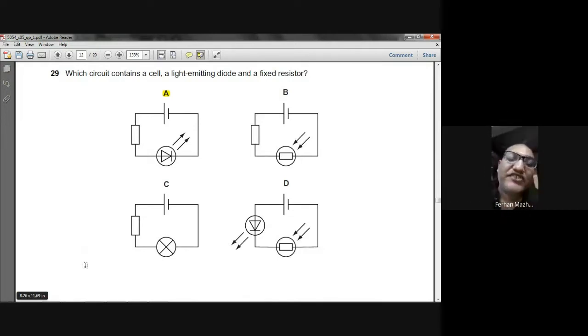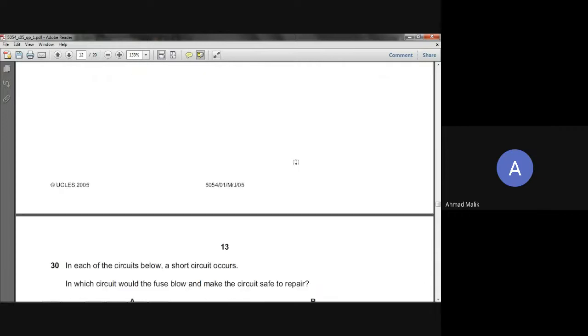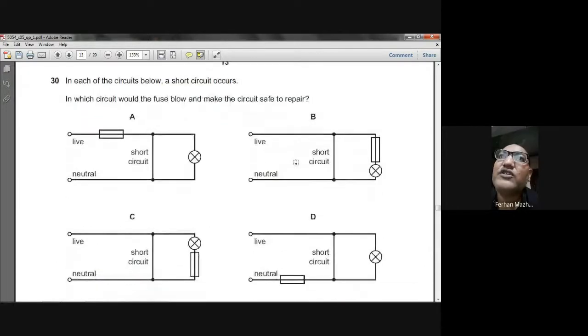You should always remember the difference between these two. This is light emitting diode, and this is light dependent resistor. This is called LED, and this is called LDR. So that was question number 29.